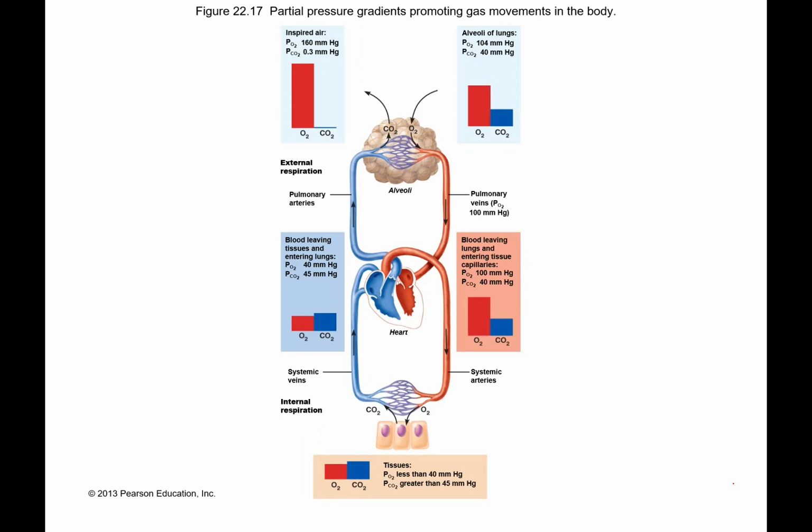All right. Okay, on this, the partial pressure gradient that promotes gas movement in the body, we do need pressure to move things through the body. So part of that is going to be the heart. All right, so the pressure of the heart.